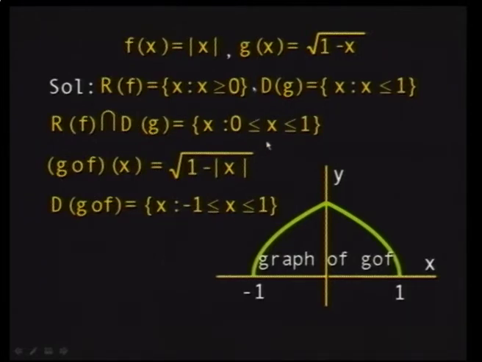Or a better way of doing it is that you just write G circular F to obtain the square root of 1 minus mod x. And then you investigate the domain of which is -1 and 1. And then you intersect this with the domain of the inner function. Here the domain of f of x, which is mod x, is R. So the intersection of this with R gives you the same value, which is the domain of the composition.